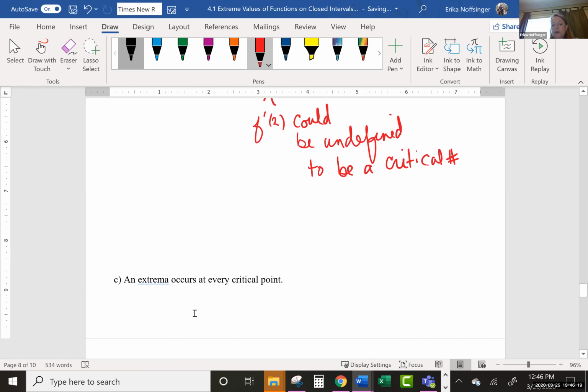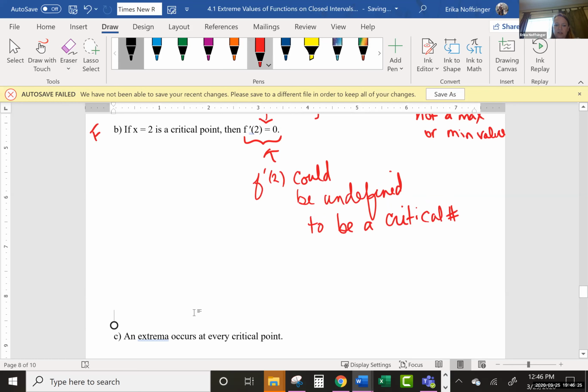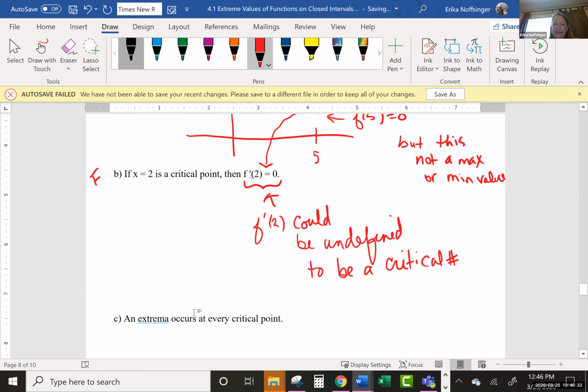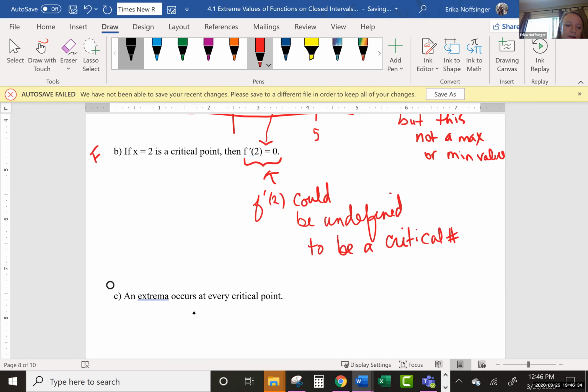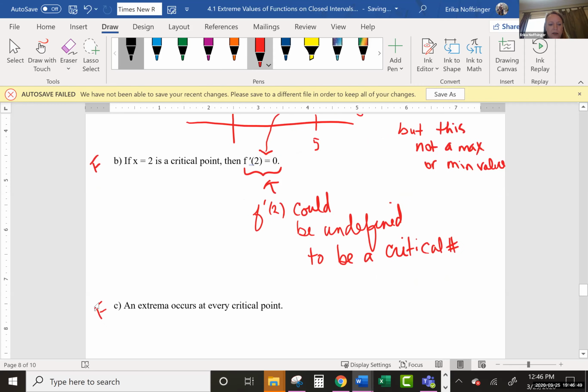So an extrema occurs at every critical point. Well, if we look at the first example I showed you, we had a critical point at 5, but that was not an extrema. That was not a local max or absolute max or absolute min or local min.